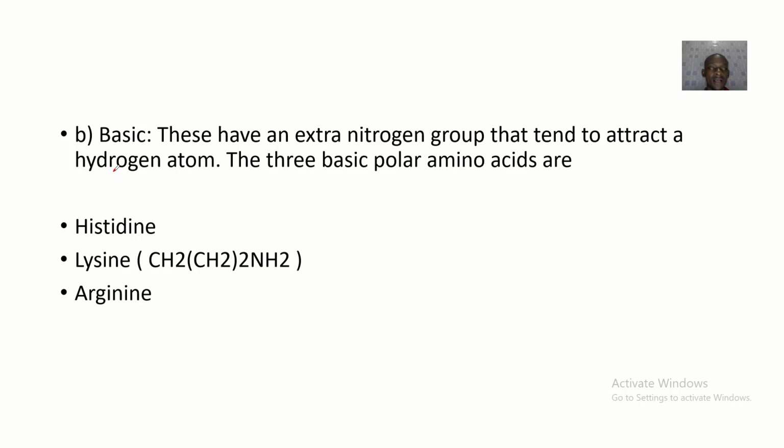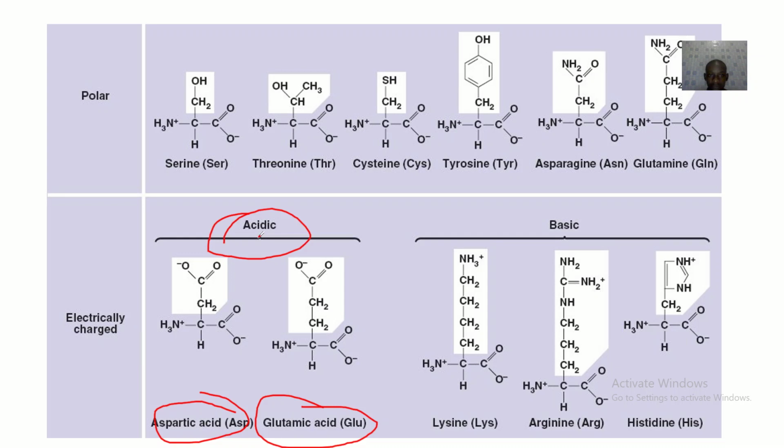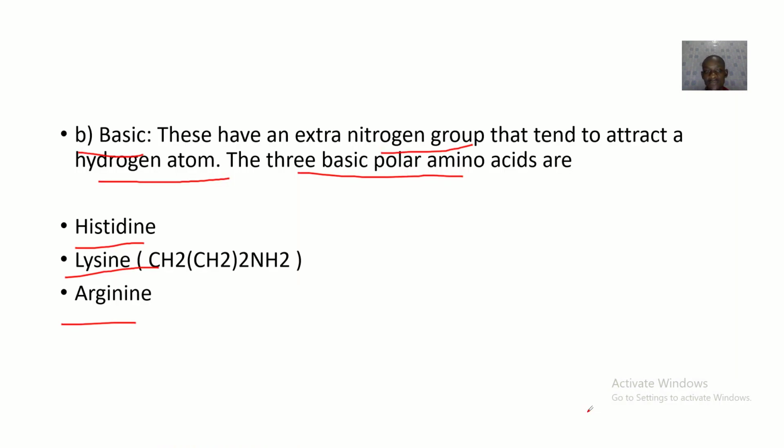All right, then we're talking about the basic polar amino acid. We've spoken about the acidic polar amino acid. Let's talk about the basic polar amino acid. So these have an extra nitrogen group that tends to attract hydrogen atom, okay? So basically, there are three basic polar amino acid, and these include what? Histidine, lysine, arginine, okay? So HLA. Let's look at histidine. You see them down here, histidine, lysine and arginine, all right?